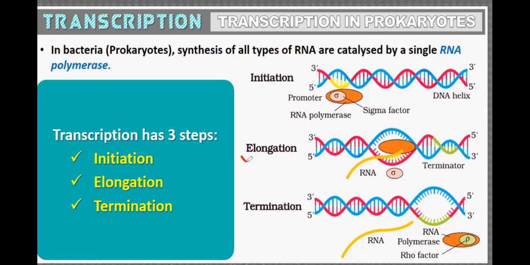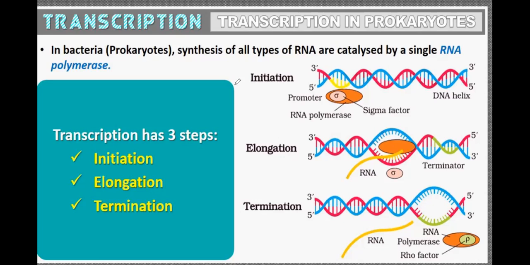Then second is the elongation process. After starting, the sigma factor will be released, and transcription will proceed and RNA will be produced by this RNA polymerase. Then third is termination. As soon as it reaches the terminator end, one more factor called Rho factor joins the polymerase, the transcription gets terminated, and messenger RNA is released from the DNA.